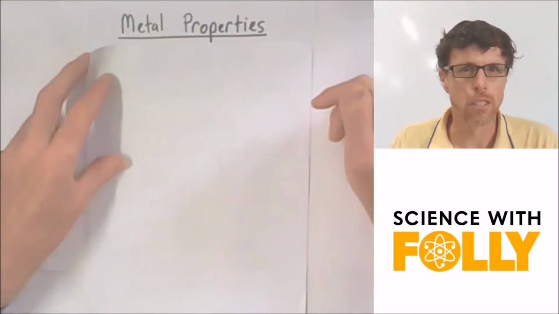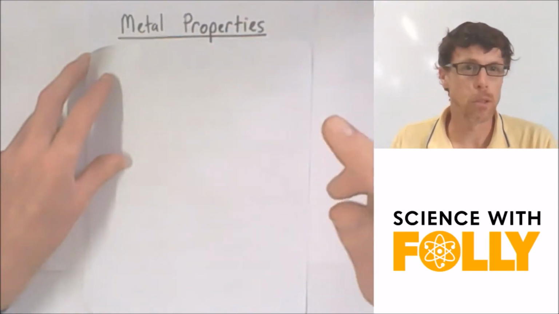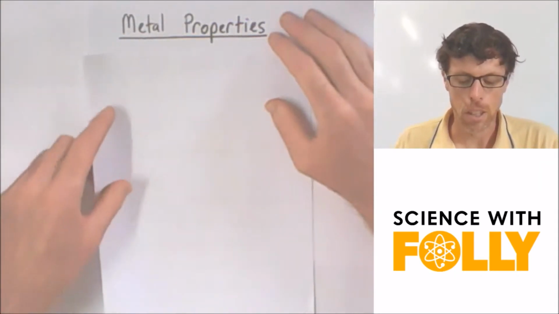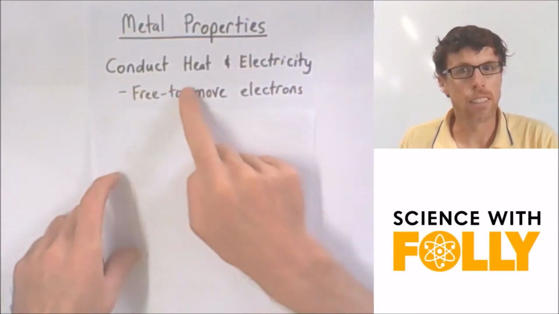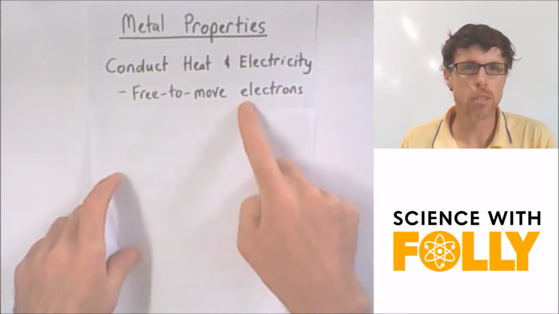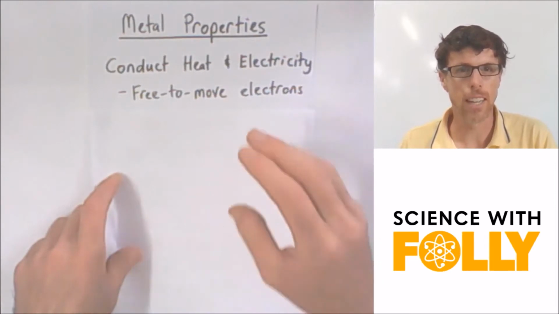So what you have to be able to do is describe the metal properties and relate them to the structure and bonding of metals. So firstly, metals can conduct heat and electricity. They're really good at that, and that is because they have free to move electrons within the 3D lattice.